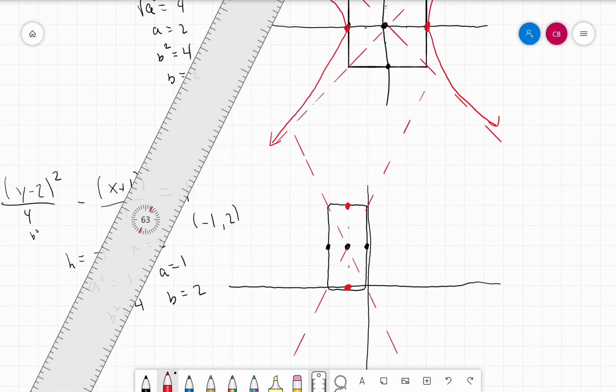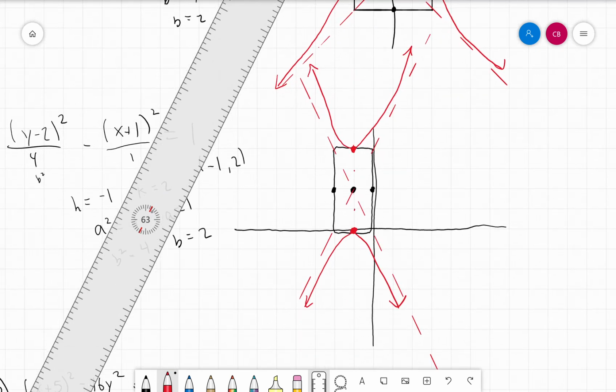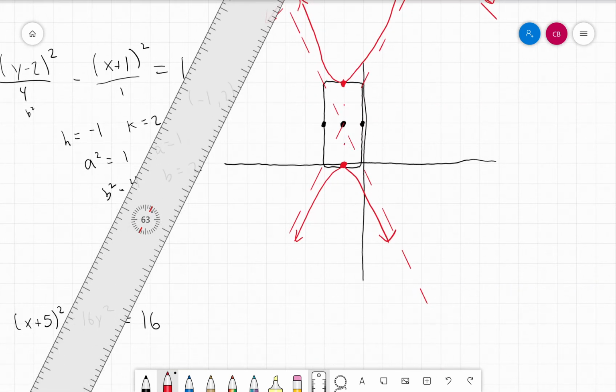We know our vertices are right here and here, so we'll just fill in the parabola as follows. Here's 1. Here's 1. Here's 1. Here's 1. And that is our graph of the hyperbola.